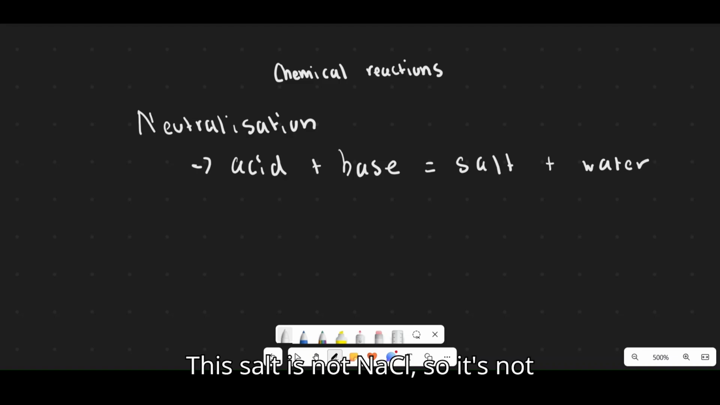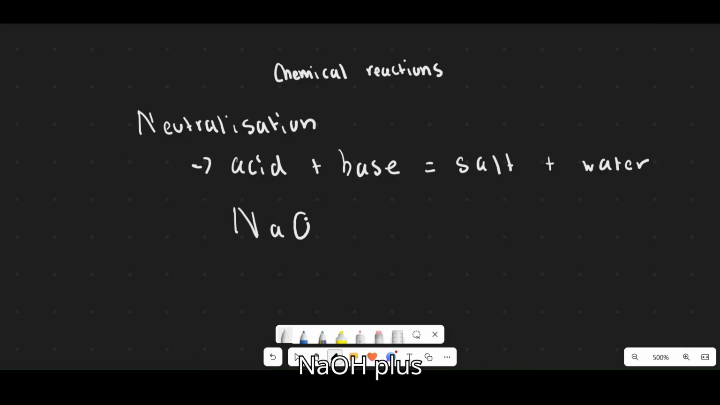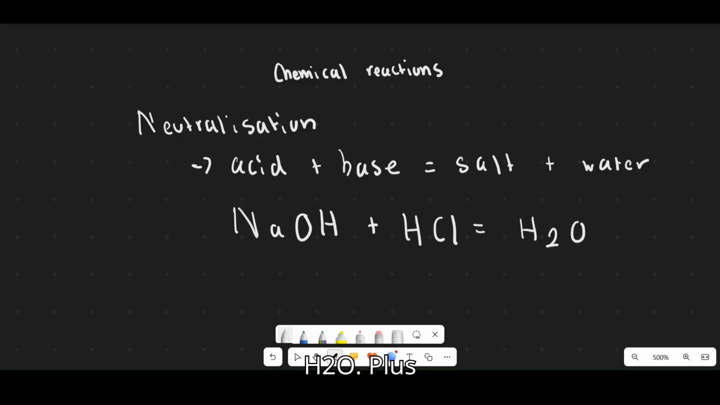This salt is not NaCl, so it's not sodium chloride. This is like whatever's left over after you do the reaction. So I'll give an example: NaOH plus HCl equals H2O plus NaCl.